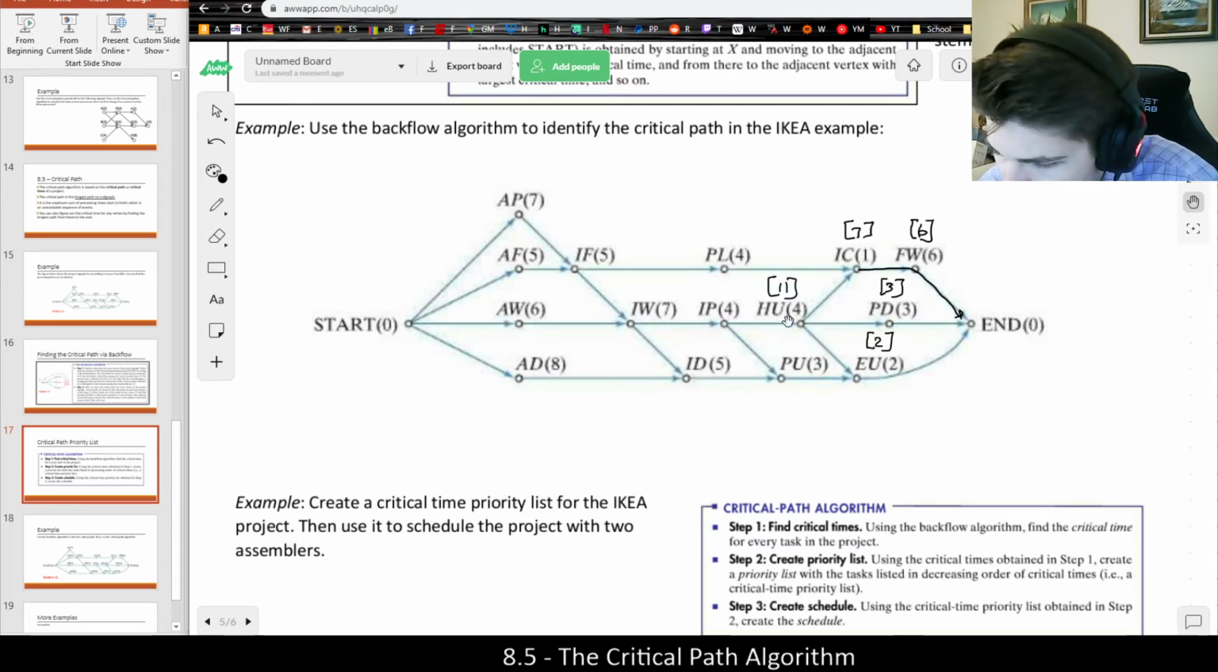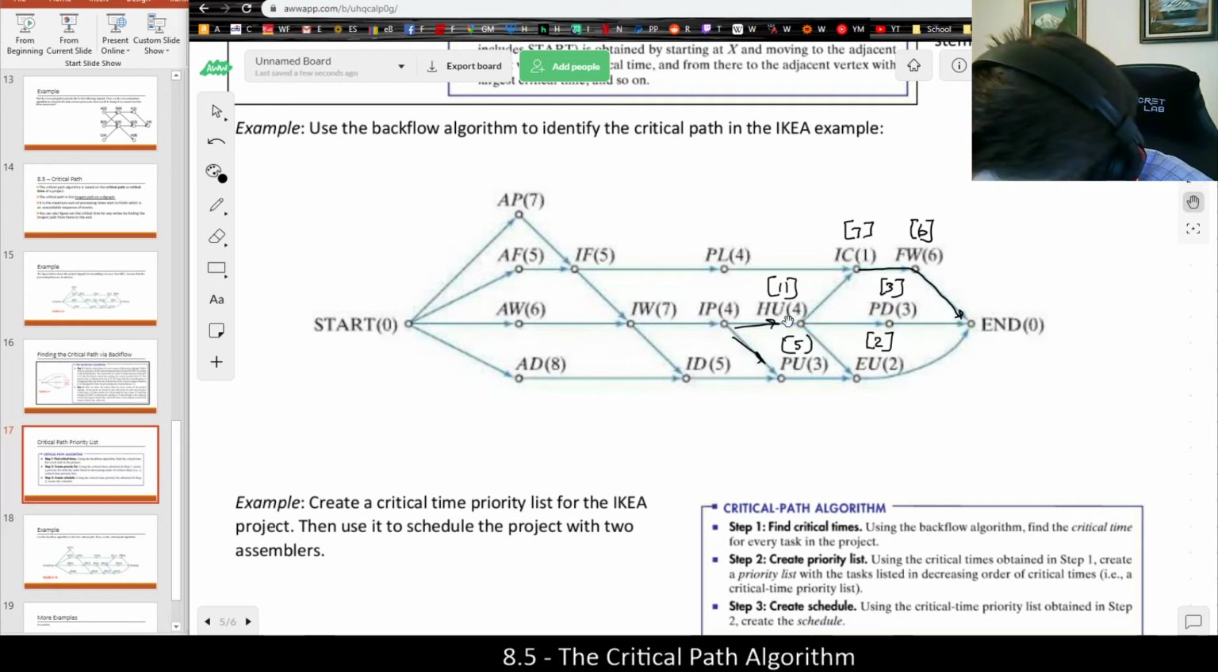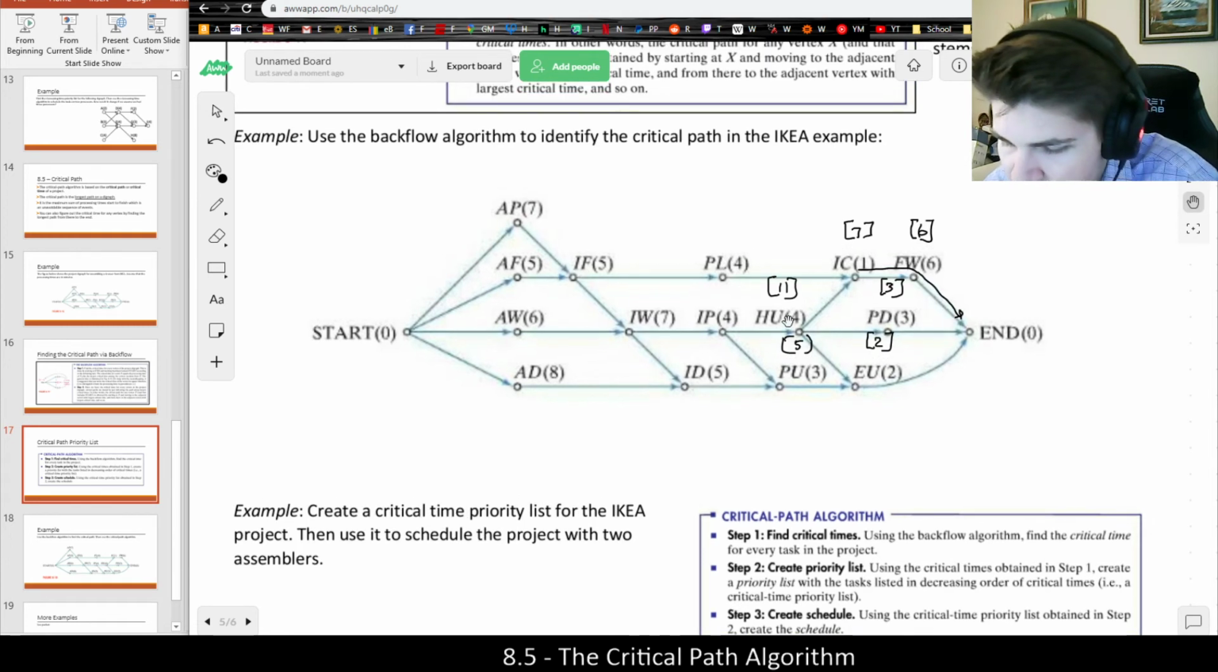And now if I'm going back to IP, again, we have 2 choices. I need to make sure to have both of them solved first. And what I can see is that HU has a larger critical time, so I'm going to add that. 11 plus 4 would be 15, which would give me IP. But basically, it's just a matter of adding. And as long as you know what you're adding, that's the key. And you're always adding the brackets that come right before it.